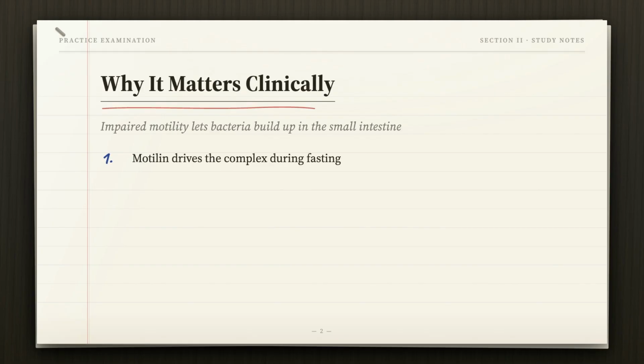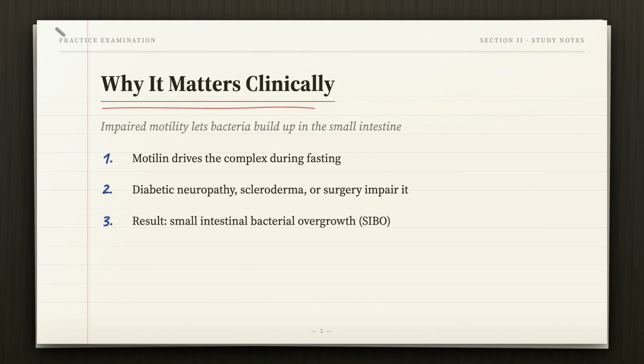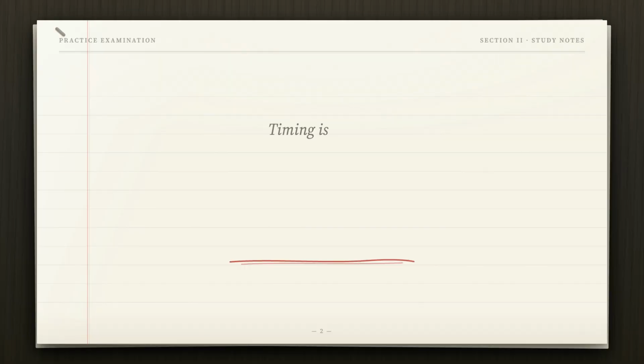Motilin, a hormone released during fasting, drives this complex, and when motility is impaired by diabetic neuropathy, scleroderma, or surgery, bacteria accumulate and cause bloating, diarrhea, and malabsorption. Remarkably, the antibiotic erythromycin binds those same motilin receptors, which is why it's used clinically to stimulate gut motility.